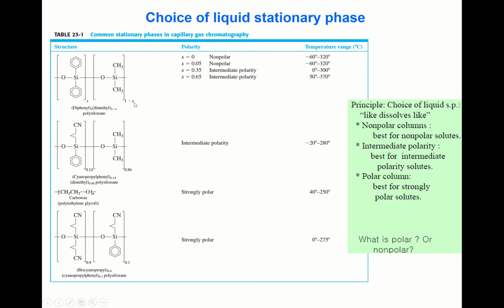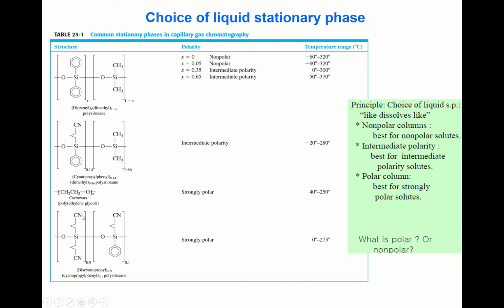And when x increases to 0.05, it is still non-polar, and the temperature range is quite wide. At x of 0.35, it has intermediate polarity, and at higher values of x, still intermediate polarity, because this part is more polar than this one, but never polar. And the other stationary phase, which is this one, is all intermediate. It gives intermediate polarity, and the temperature range is quite wide.